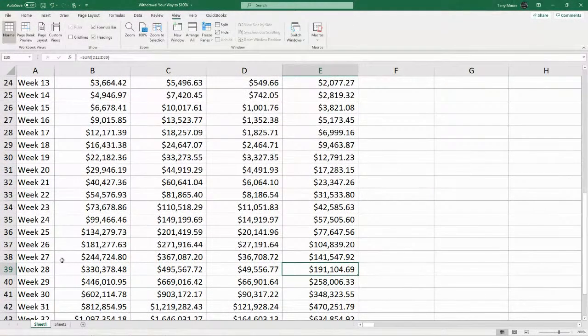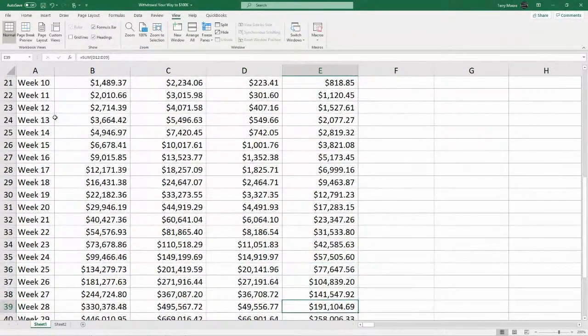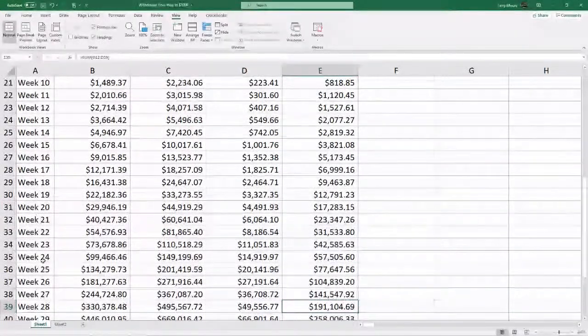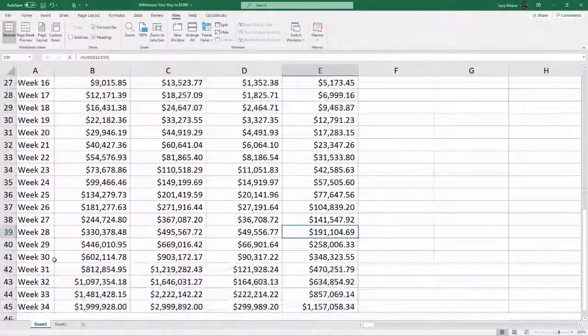Let's just skip down to week, okay, so let's just go down to week 38. Week 28, I'm sorry. Week 28, that is about 7 months, 8 months, right?